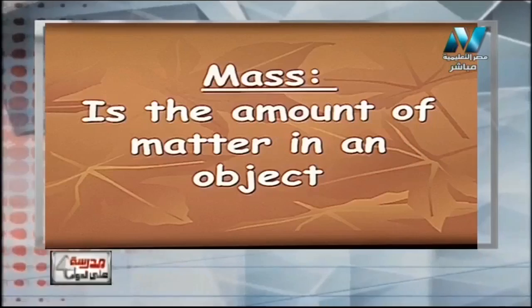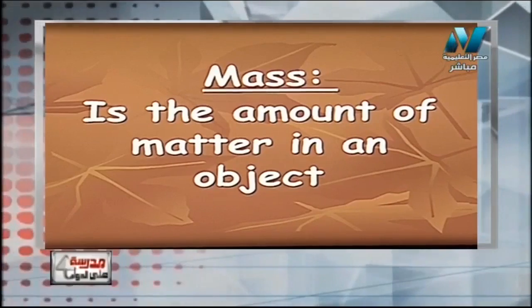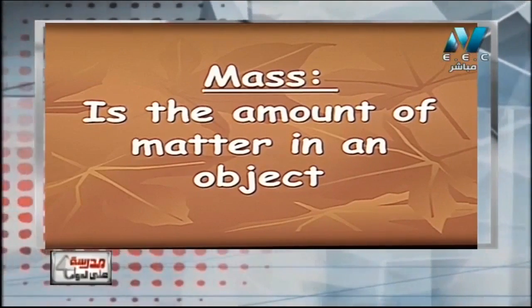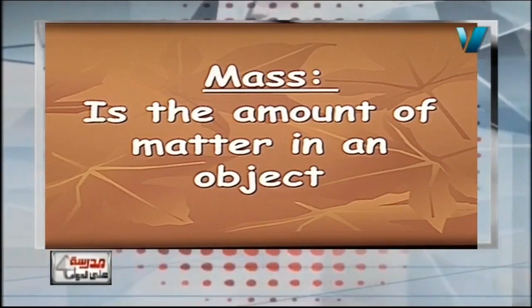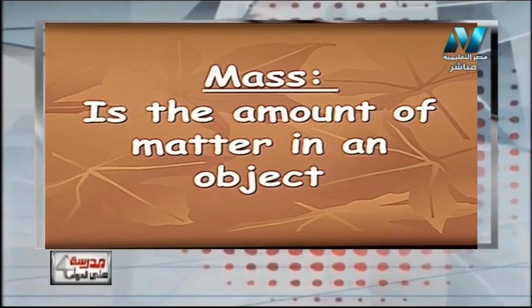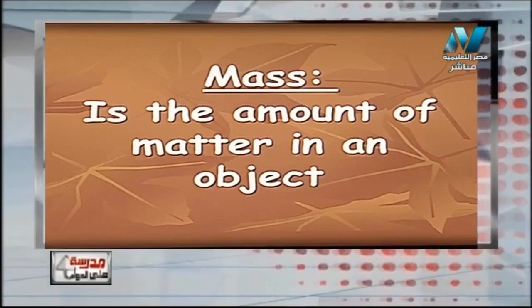If a person has more mass, they have more matter, so they will be thicker: they have a greater amount of matter in their body than the other. Again, what's meant by mass? Mass is the amount of matter in an object. So let us see the definition. Mass is the amount of matter in an object. Again, it's a very important definition for mass.